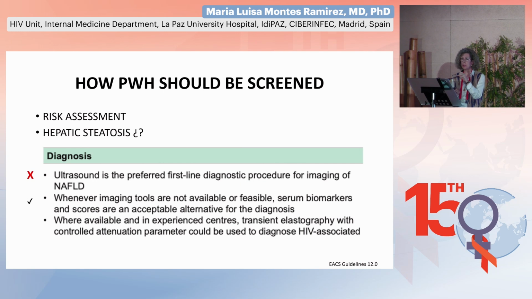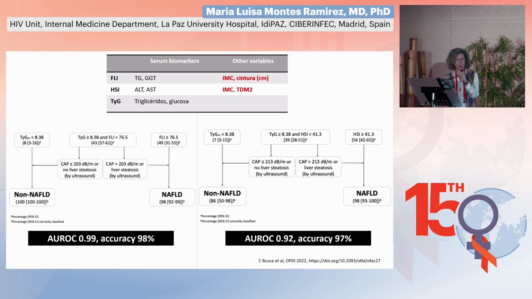Transient elastography is not an available resource in a lot of centers. In the case you have one, it is very useful because at the same time you can have steatosis and fibrosis assessment. In 2022, our group validated the diagnostic performance of serum biomarkers against liver biopsy. We studied triglycerides and glucose index, hepatic steatosis index, and fatty liver index. We found good results with a combination of two indices, which allow us to reduce the use of ultrasound or transient elastography by up to 60% of subjects.